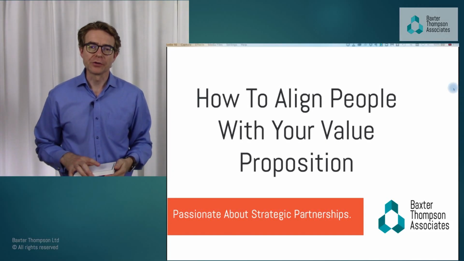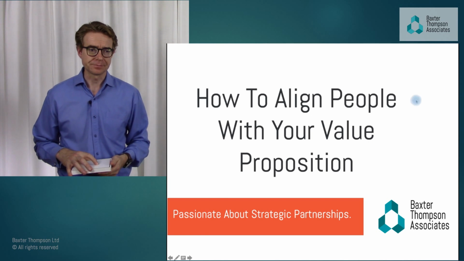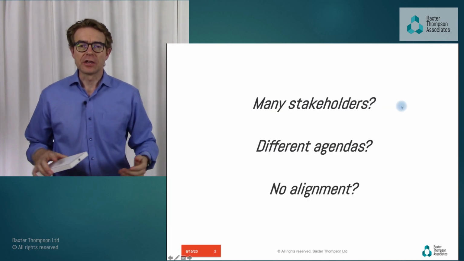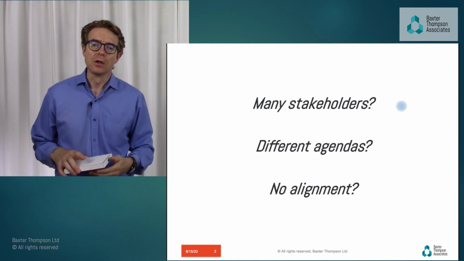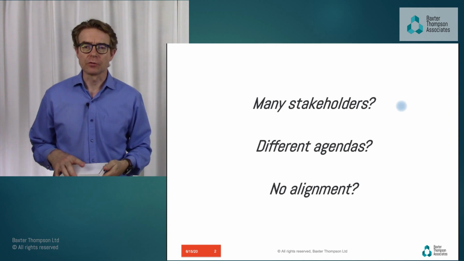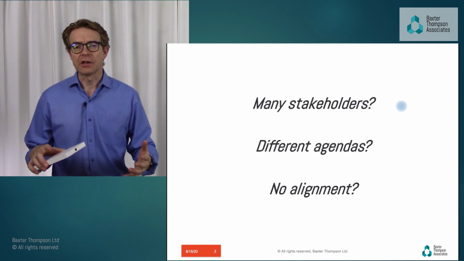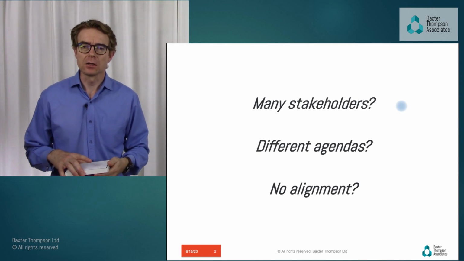This one is building on the previous two, and this time we're going to be looking at how to align people with your value proposition. So think of the scenario where you have many stakeholders, all of whom have different ideas on what they think should be done. Say, for example, you're a product manager and you want to get consensus on the roadmap or prioritize the features in your backlog.